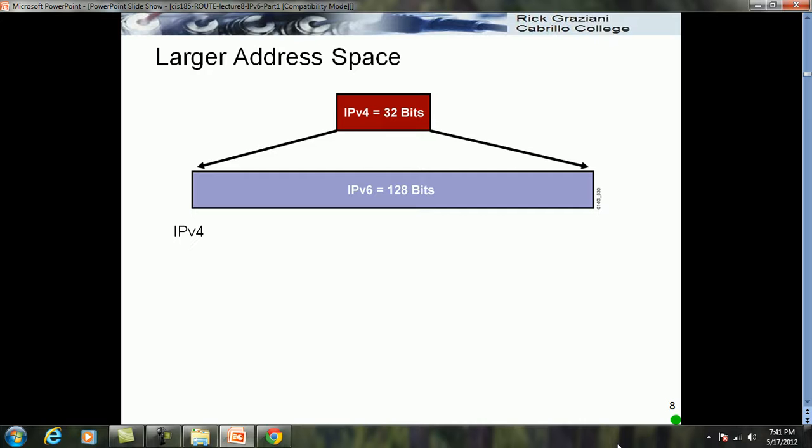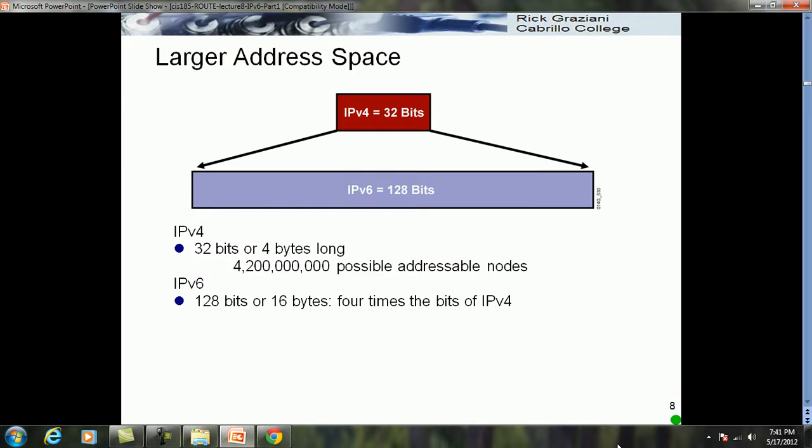Now compared to IPv4, if you see IPv6, it's 128 bits, a longer, large address space. 32 bits, 4 bytes long, that was IPv4. So these were the possible address nodes we should get with IPv4. IPv6, the value is very big, 2 raised to 128. That's something like 3.4 times 10 raised to 38 possible address nodes. The calculator will not show the output.